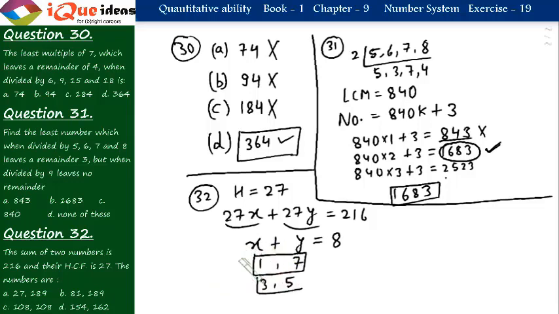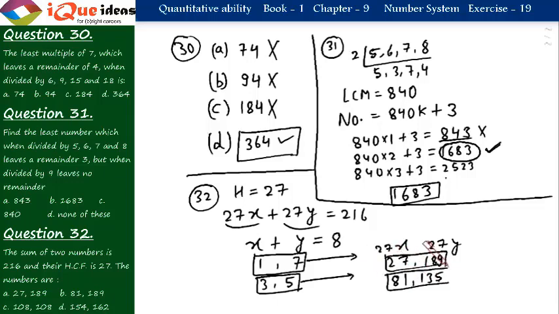Now if you multiply by 27, remember these are the values of x and y. So the numbers are 27x and 27y. For the first case, 1 and 7, the possibilities will be 27 into 1, that is 27, and 27 into 7, that is 189. This is one possibility. The second possibility will be 27 into 3, that is 81, and 27 into 5, that is 135. So there are two possible pairs. If you look at the options, the first option is 27 and 189. So the answer of the question would be 27 and 189.